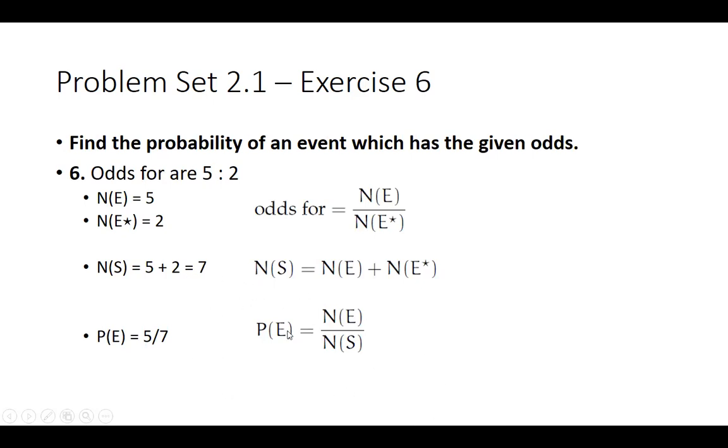Finally, probability is NE over NS. The probability then would be 5 over 7. NE was 5, NS was 7. So 5/7 is the probability in number 6.